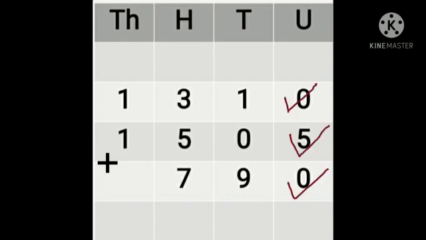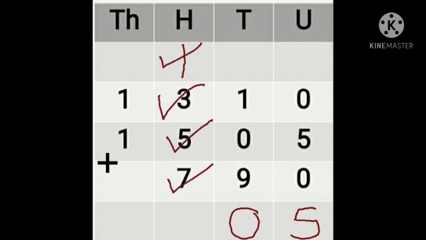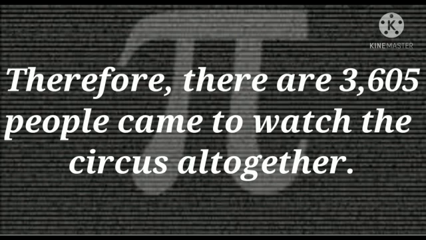0 plus 5 plus 0, the answer is 5. 1 plus 0 plus 9, the answer is 10. 1 we will carry over in 100 place, 0 we will write in tens place. 1 plus 3 plus 5 plus 7, the answer is 16. 1 we will carry over in 1000 place, 6 we will write in 100 place. 1 plus 1 plus 1, the answer is 3. Therefore, 3605 people came to watch the circus all together.